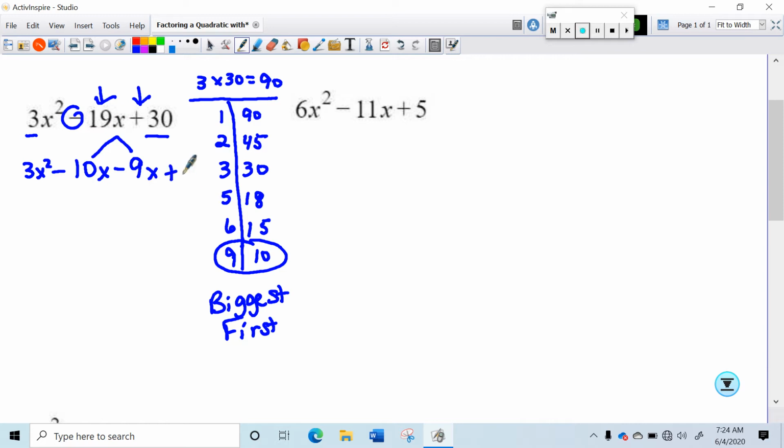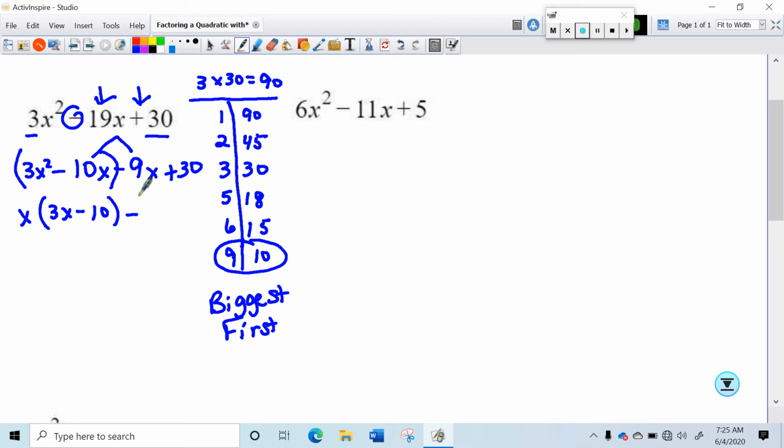Bring down the next term. Okay, so the first and the last term, you're always bringing those down. You're splitting up the middle term. So make parentheses around the first two. I have an x in common, so take the x out. So I have a 3 and 2 x's. I took an x out, so that's a 3 and 1 x left. Bring down the minus. I have a 10 and an x. I took the x out, so that's a 10 left. You bring down the sign after the parentheses, so that was a minus sign.